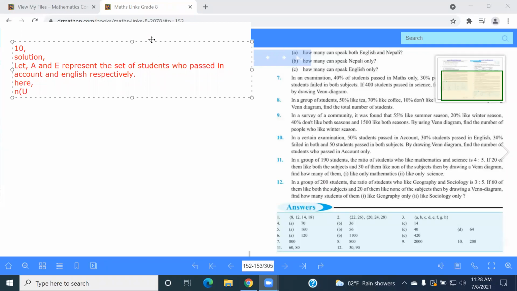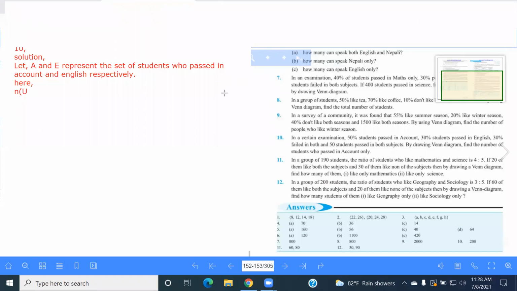Question number 10. In a certain examination, 50% students passed in account, 30% passed in English, 30% failed in both, and 50 students passed in both subjects. Now, by drawing a Venn diagram, we have to find the number of students who passed in account only.